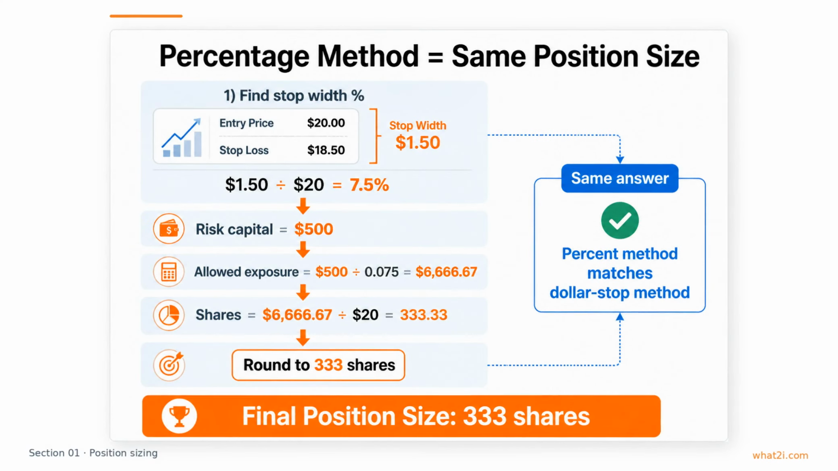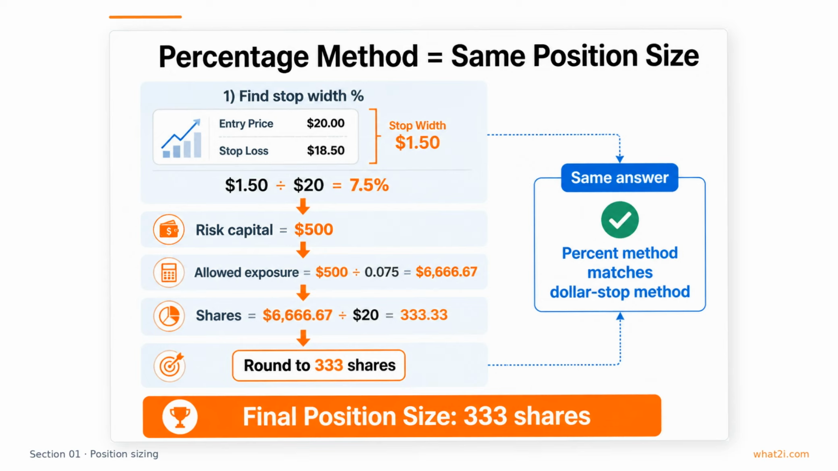You can reach the same answer using percentages instead of dollar distance. In this example, the stop width is 1.50 divided by the $20 entry price, which equals 7.5%. Your risk capital is still $500, so the allowed exposure is 500 divided by 0.075, or about $6,666. Dividing that exposure by the $20 share price gives 333 shares. Rounded down, that is again 333 shares. This is helpful because it shows the method is consistent whether you think in dollars or percentages.